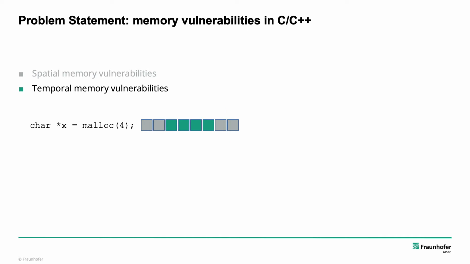Temporal memory vulnerabilities are about using objects after they were deallocated. For example, if X is freed, then its memory becomes deallocated to be reused by other objects. However, the X pointer is still usable for reading or writing to the memory region which was previously allocated for X, but cannot be used by another object.